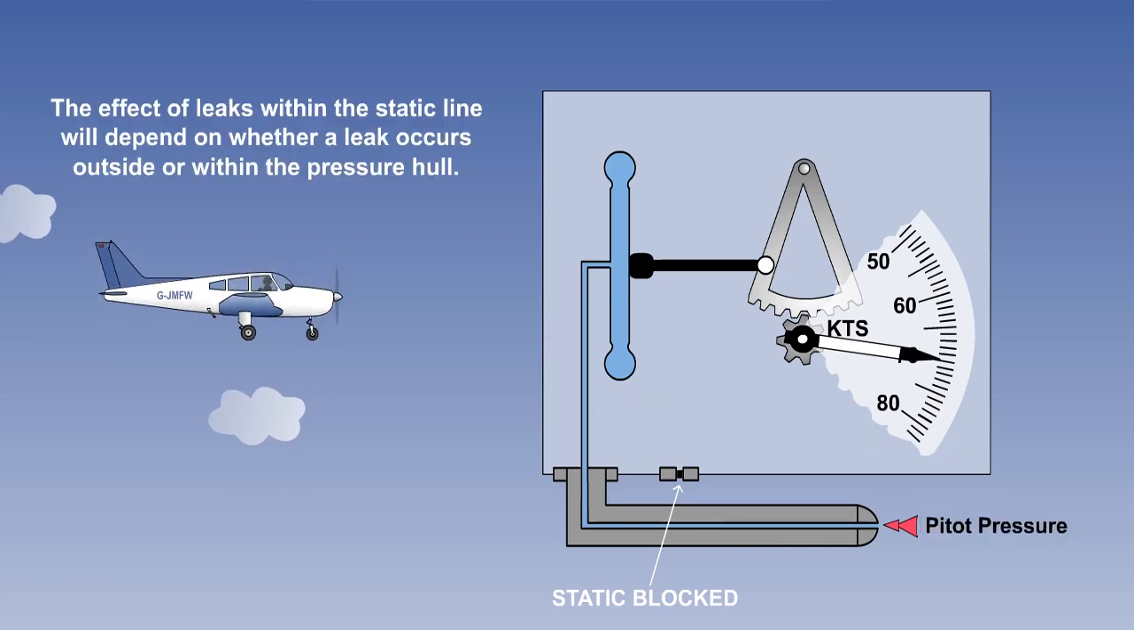If we now consider a leak in the static line, the effect will depend on whether the leak occurs outside or within the pressure hull of the aircraft. For instance, in a pressurized aircraft, if the leak occurs within the pressure hull, the static pressure sensed will be the cabin altitude pressure and not the ambient static pressure.